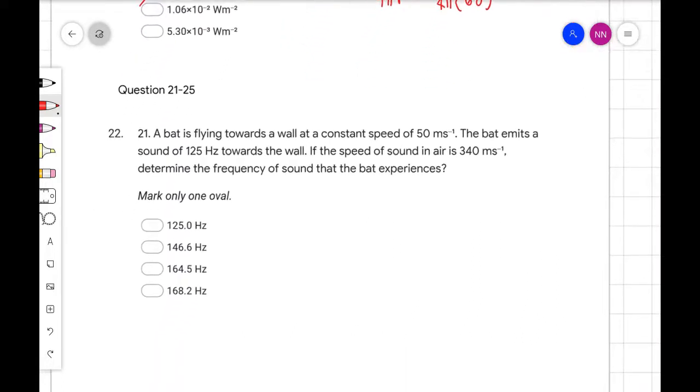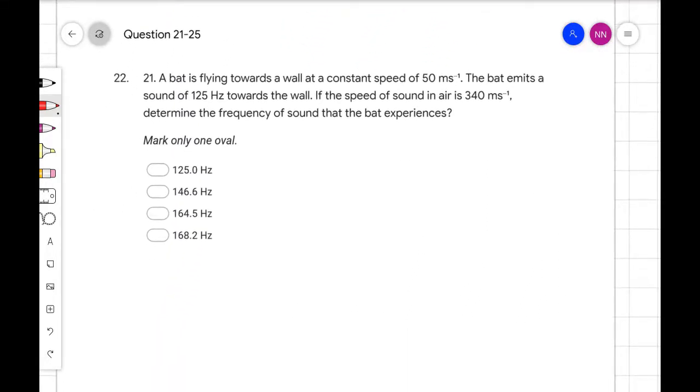And then question number 21. A bat is flying towards a wall. This is the wall and this is the bat, flying towards the wall. The bat produces sound, and the bat is flying at a constant speed of 50 meter per second.